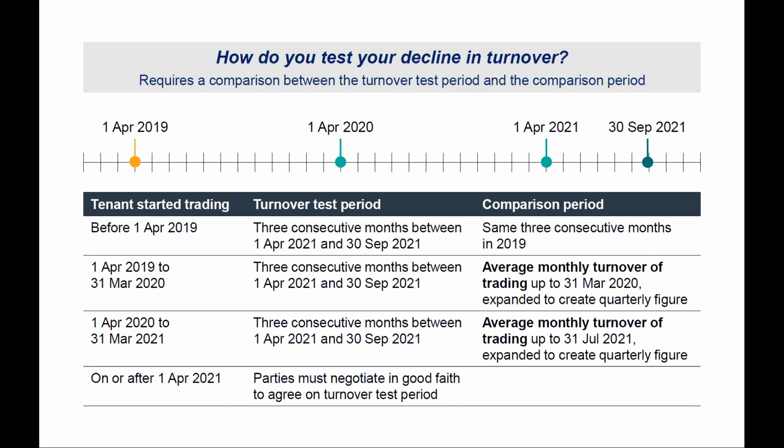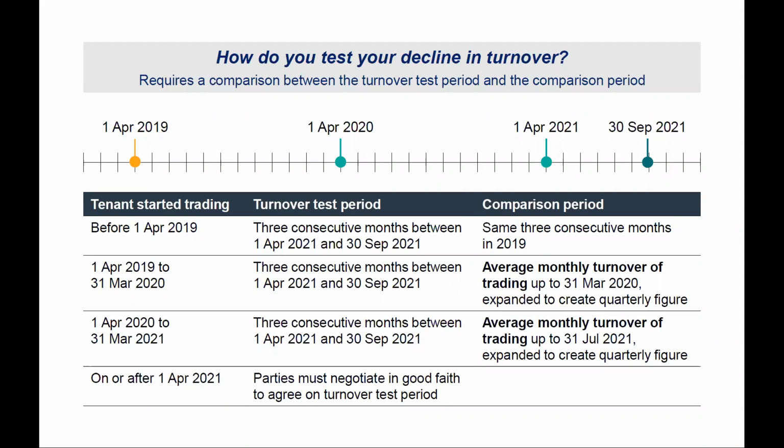If the tenant started trading between 1 April 20 and 31 March 21, this is obviously the first full year of the pandemic since the pandemic started. Again, the turnover test period is 3 consecutive months between 1 April 21 and 30 September 21. In this case, the comparison period is similar to the previous start date, but this time use the average monthly turnover up to 31 July 21 and expand that to create a quarterly figure. So again, you sum the turnover for each whole month from the start of trading to 31 July, divide by the total number of whole months, and then multiply by 3 to get a quarterly figure.